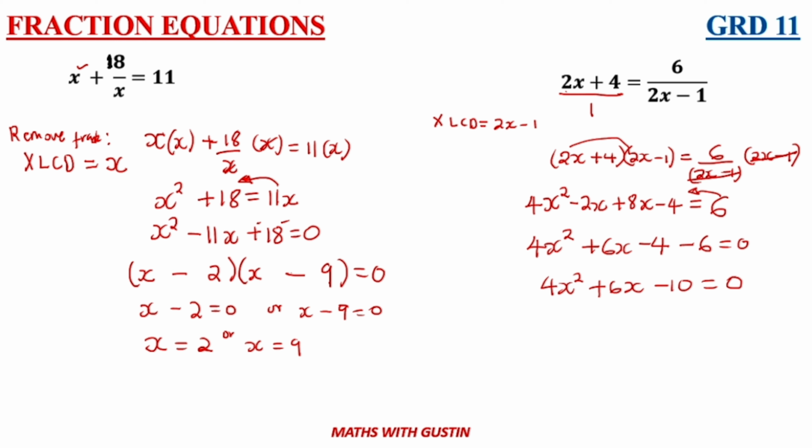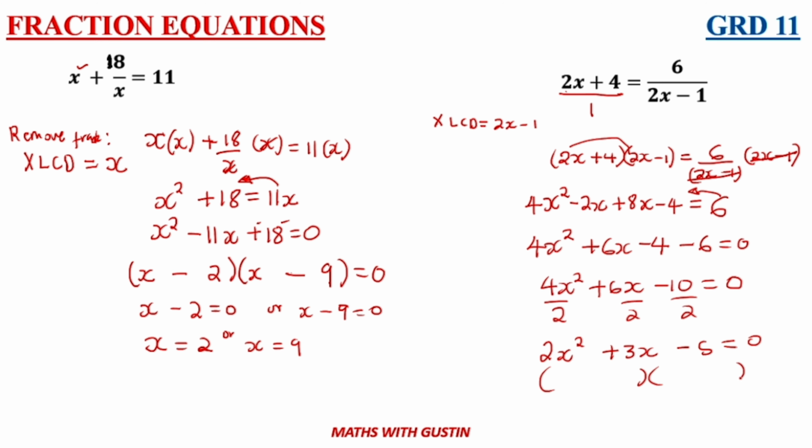Can we simplify this to make life easy for ourselves? Let me see. Yes, I think we can divide everything by 2. Even if you don't divide by 2 and you factorize directly, you would still be fine. I'm just dropping the number so that I can factorize it.